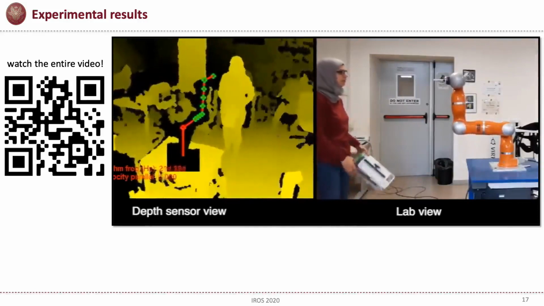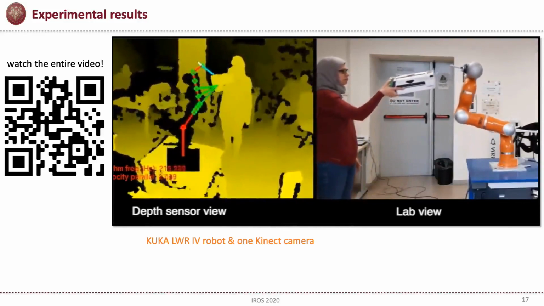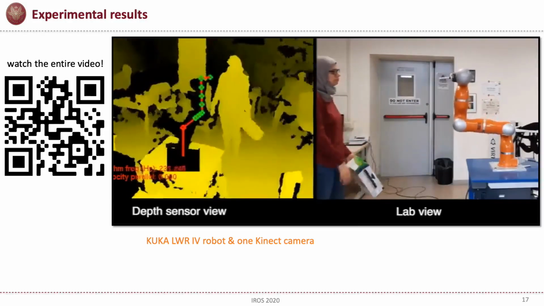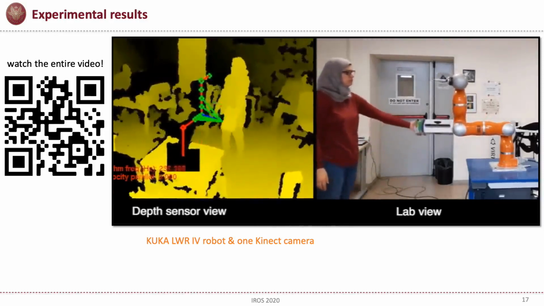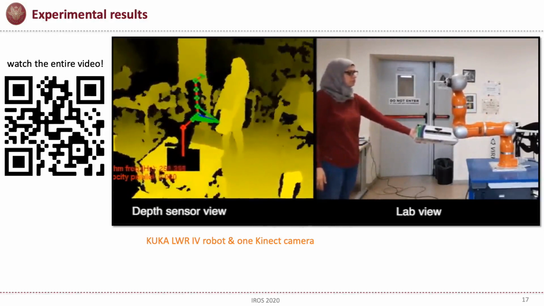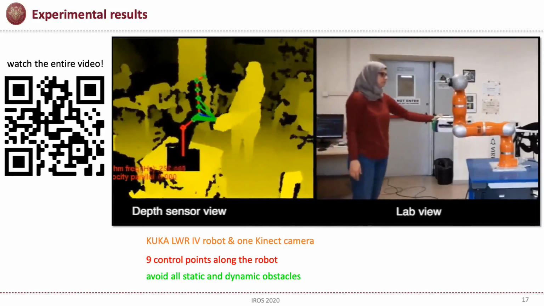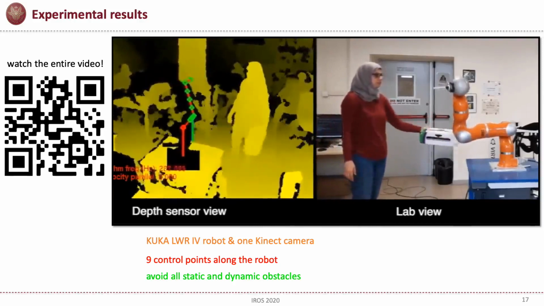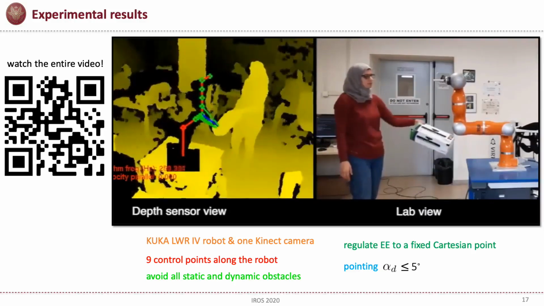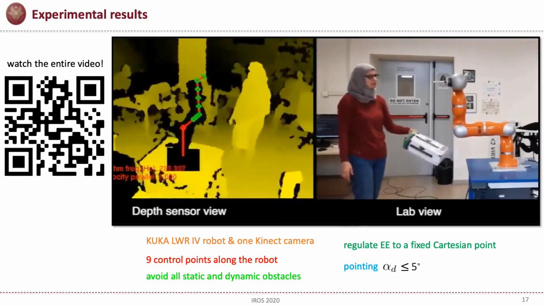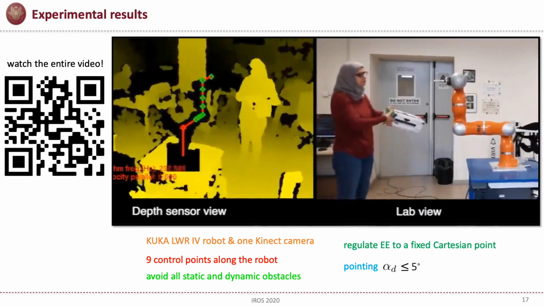Our proposed approach has been evaluated also experimentally using a KUKA LWR robot and a single Kinect camera, with our efficient robot obstacle distance evaluation performed directly in the sensor depth space. 9 control points along the robot body were considered for collision avoidance of both dynamic and static obstacles. The robot end effector should regulate to a fixed Cartesian point, while pointing to a specific direction with a relaxed angle alpha less than or equal to 5 degrees.